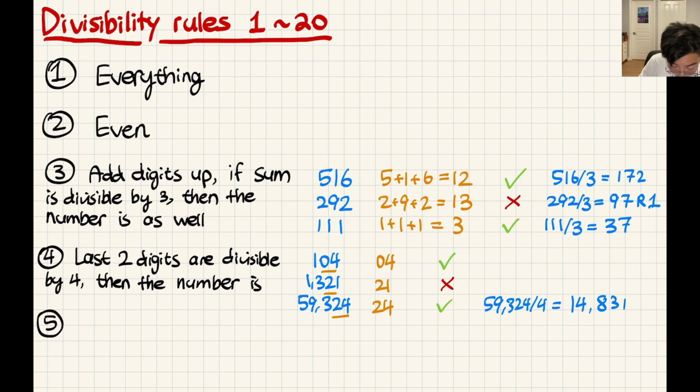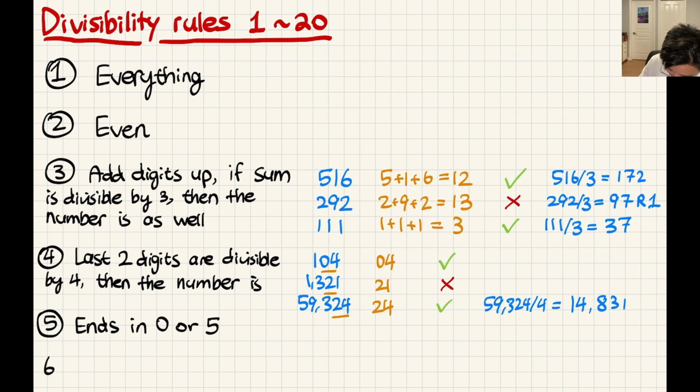Alright, 5, nice and straightforward. Everything is divisible by 5 if it ends in a 0 or a 5. Could be anything. 11,625. See, if it ends in a 5 or 0, it works.